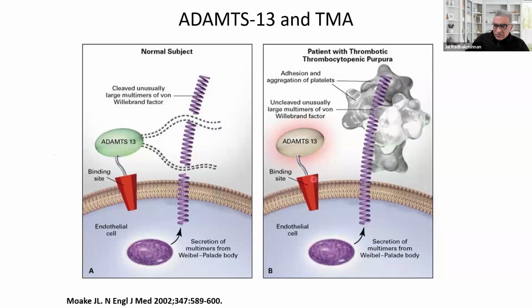So if you do not have this ADAMTS13, then these large fragments float around, and if there's any trigger which leads to platelet activation, it's going to bind to this long fragment and then lead to a progression of events leading to a platelet-rich fibrin plug being formed at the surface of the endothelial cell, and all the signs of TMA that subsequently happen.